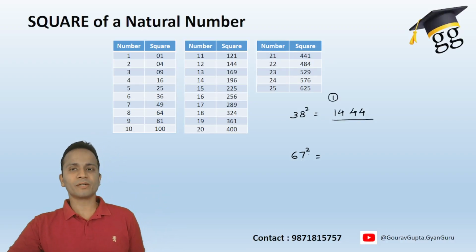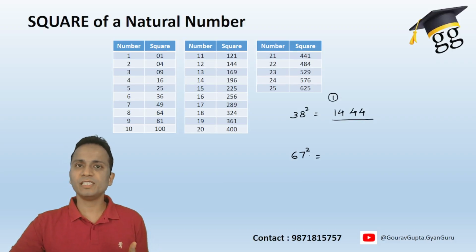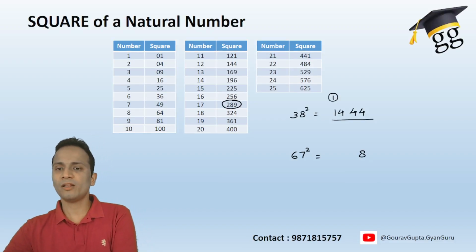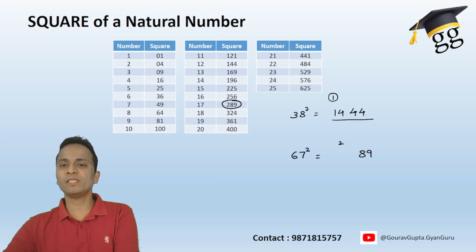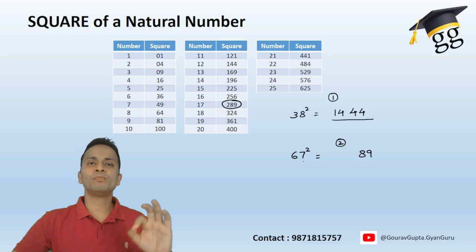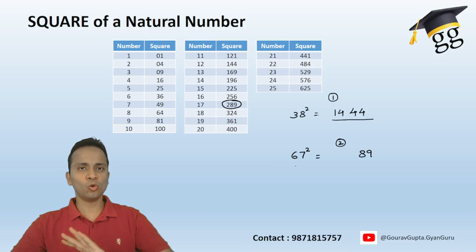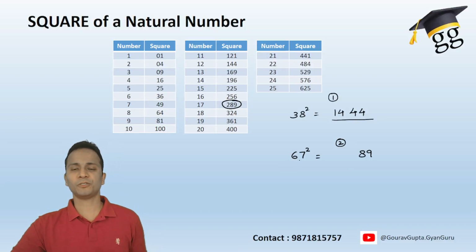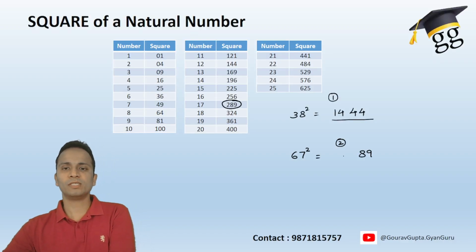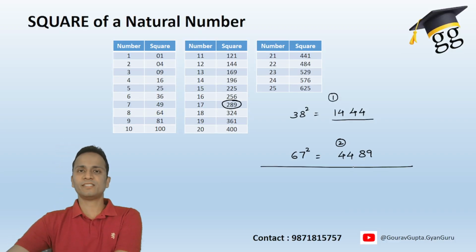So 67 square. Now difference of 67 from 50. First step. Difference of 67 from 50 is 17. Square of 17 is 289. So I'll write 89, the last 2 digits, and will send 2 as the carry forward. Second step, difference of 67 from 25. सिर्फ difference देखना है, okay? So please don't make it complex. Don't make any kind of error in this calculation. So difference of 67 from 25 is 42. 42 plus 2 is 44. So 4489 is the square of 67.